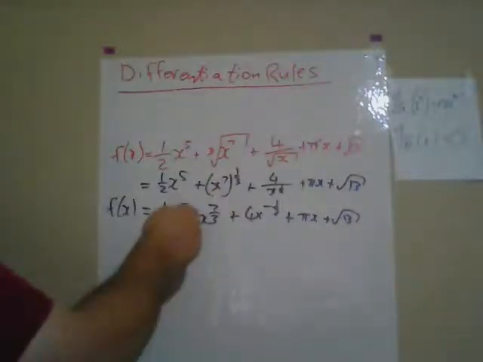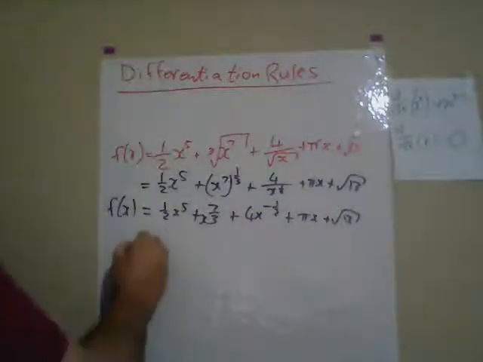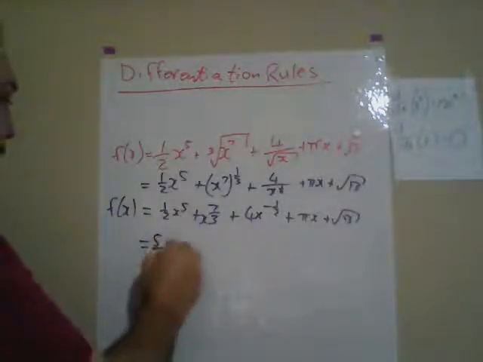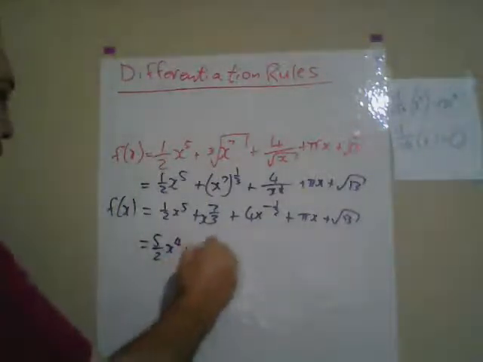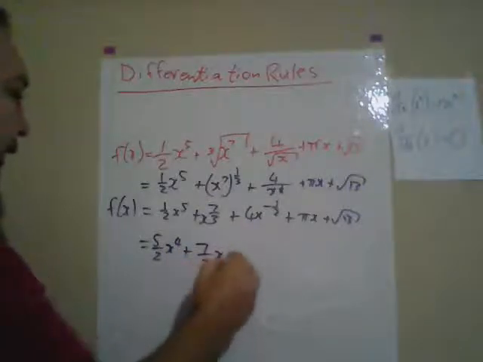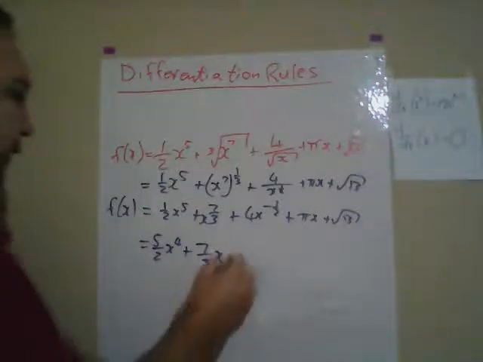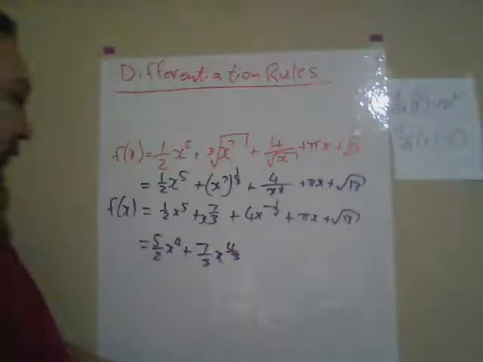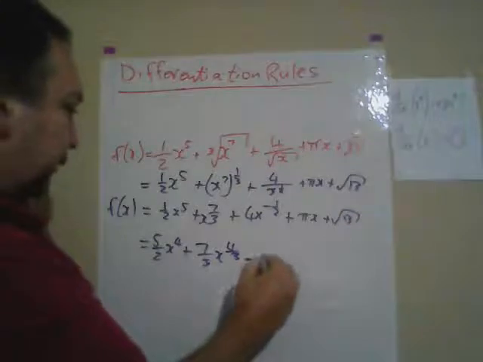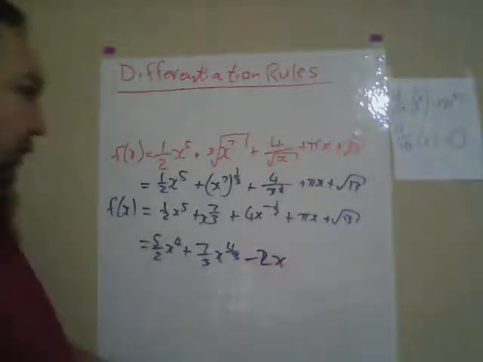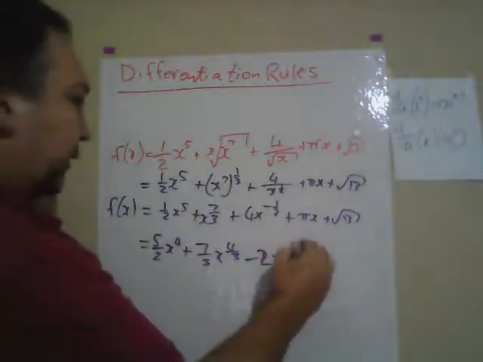So we take the exponent, we times it by the coefficient and subtract 1 from the exponent. So that would be 5 over 2 x to the power of 4 plus 7 over 3 x to the power of 7 thirds minus 1 will give us 4 thirds. Now minus a half times 4 is minus 2 x to the power of, now if we subtract 1 from minus a half we get minus 3 over 2.